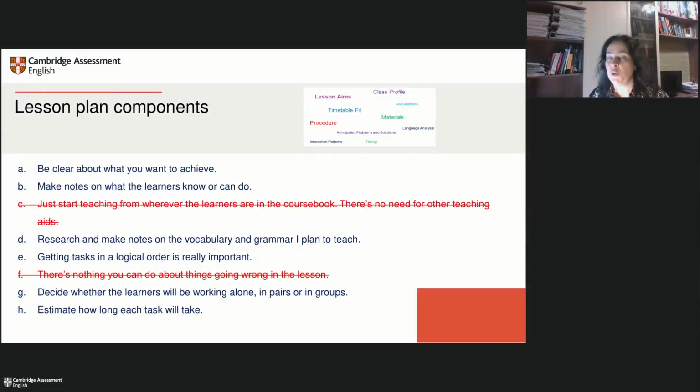I totally agree with your opinions that C and F are false. Let's try to correct them. Now, what's wrong about C? Could you type in how you would improve it?